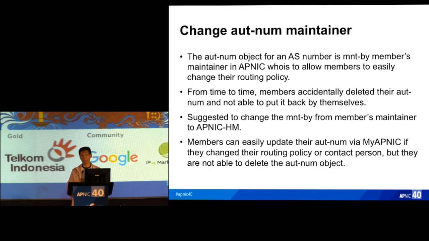So if you change your upstream and you want to change your routing policy, you can actually update your object easily. But from time to time, we very often find members accidentally deleted their object. After you delete it, you can't put it back into Whois. And then they will straight away call the host master: hey, sorry, I deleted my object, can you help me put it back?